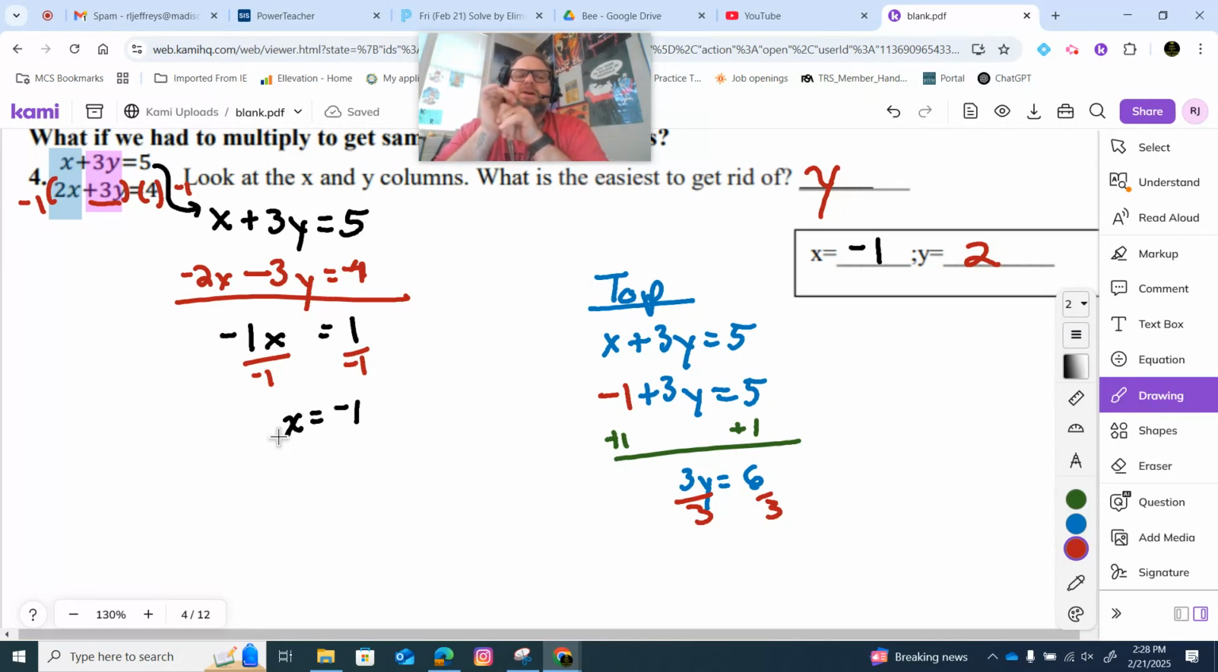Now, again, some of y'all are like, well, how did you get to -1? I decided I wanted to get rid of the y. I said, I want to get rid of the y because I was like, hey, there's a positive 3y and a positive 3y. I could have multiplied the top by -1 and got it to go away.